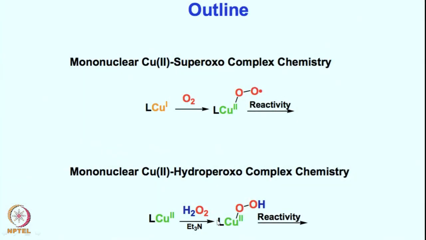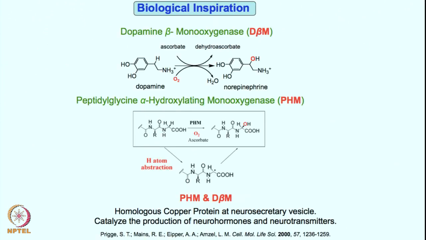Well, why are we interested in such mononuclear copper oxygen intermediates? This is precisely because there are a number of enzymes where such mononuclear copper oxygen species have been implicated as the key intermediate for carrying out the enzyme activity. So, in biological systems, we have both propositions for a copper superoxo as well as a copper hydroperoxo intermediate for substrate hydroxylation chemistry. Let's try to look at the enzymatic relevance of such species.